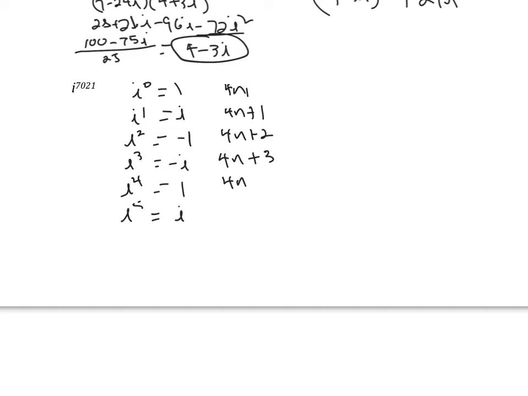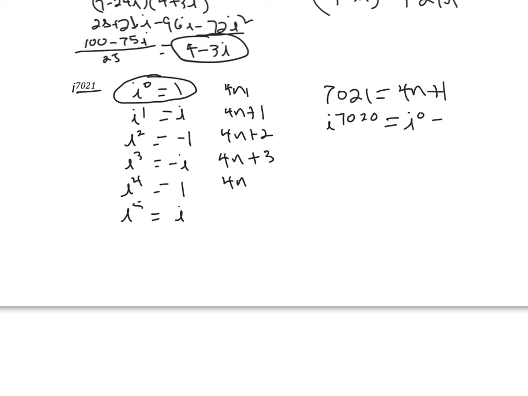So when we look at 7,021, 7,021 is a 4n plus 1 number. In this case, n would be whatever 7,020 divided by 4 is. But we know that 4 divides evenly into 7,020, which means that 7,020 would be the same as the 0 here. So i to the 7,020 would be equal to i to the 0, which would be equal to 1. So i to the 7,021 is equal to i to the first, which is equal to i.